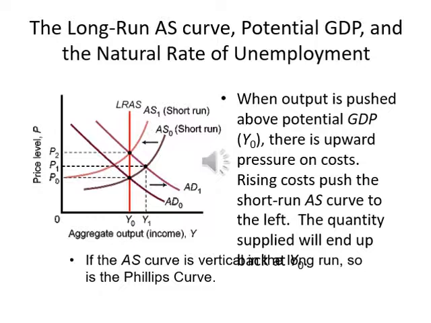The long run S curve, potential GDP, and the natural rate of unemployment. In the long run, the Phillips curve corresponds to the natural rate of unemployment.